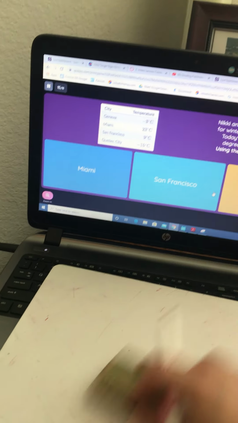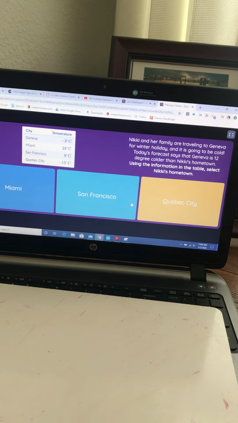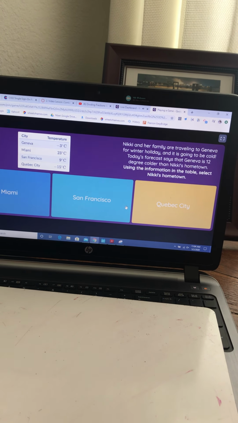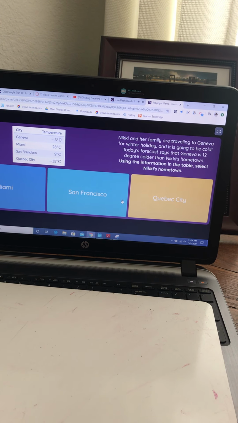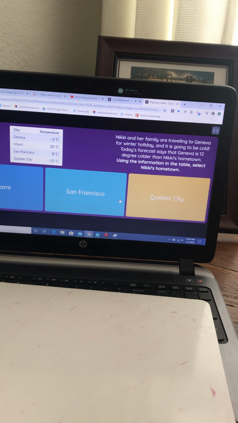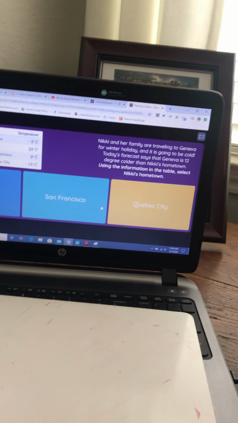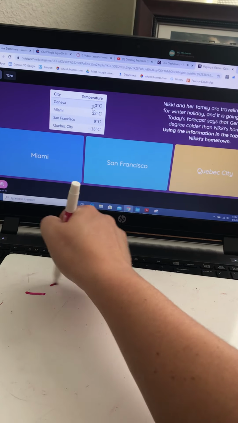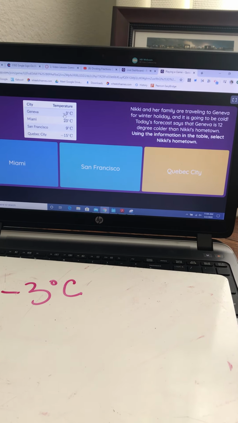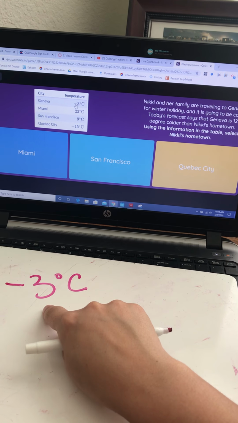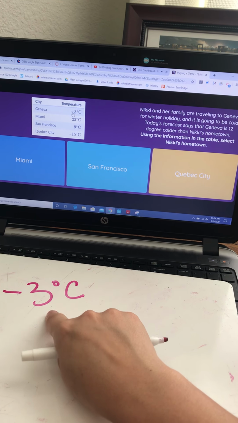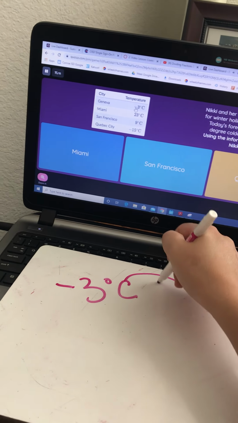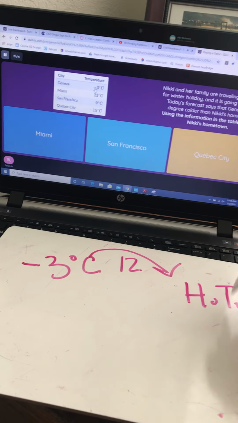All right, last question. Nikki and her family are traveling to Geneva for a winter holiday, and it is going to be cold. Today's forecast says that Geneva is 12 degrees colder than Nikki's hometown. Using the information on the table, select Nikki's hometown. So today, Geneva is at a negative 3 degrees Celsius. Negative 3 degrees Celsius is 12 degrees colder than her hometown. So we know we're going to add on 12 degrees to find her hometown.